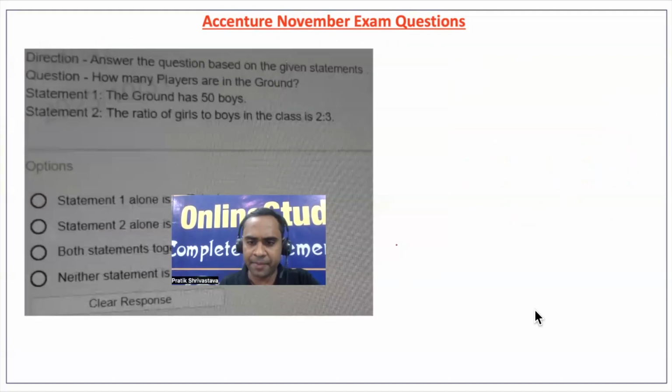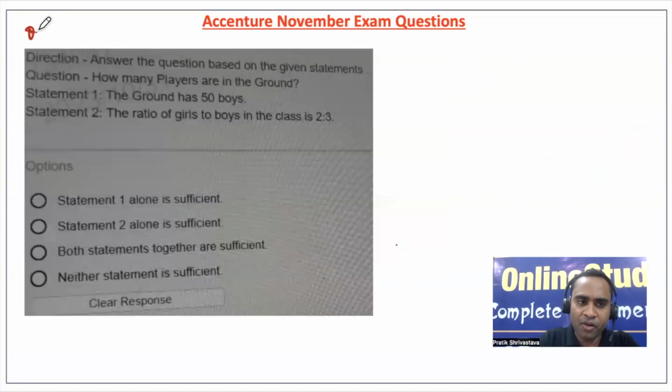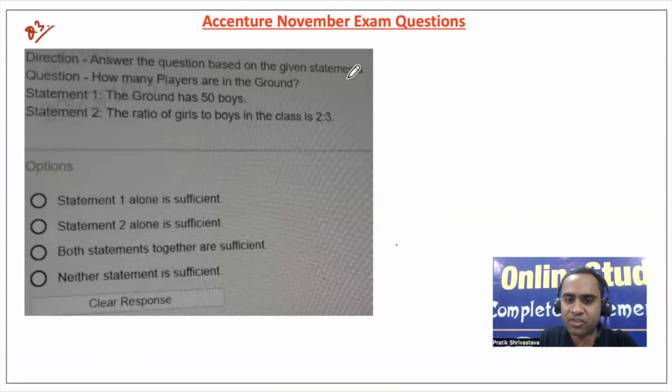Once again I am repeating the same thing: the level of the questions in the exam will be easy. The only challenge you will face is if you have not done enough practice, then you will face problems in the exam. Answer the question based on the given statements.